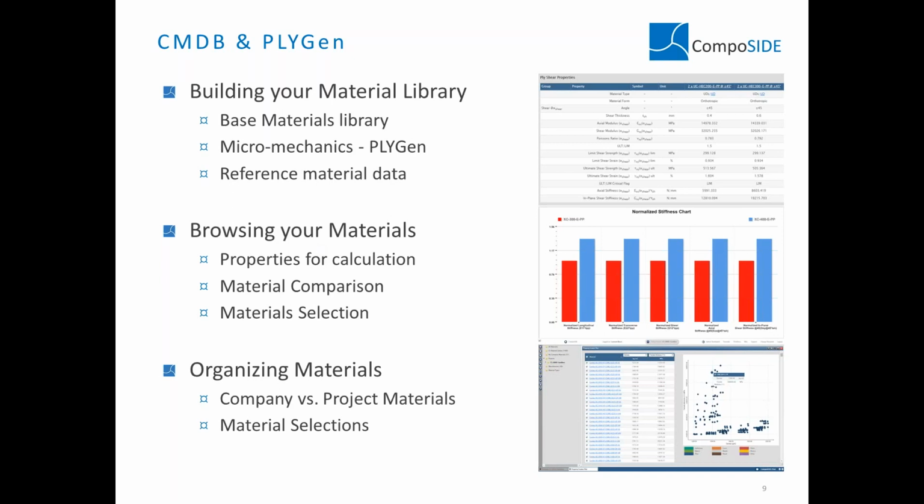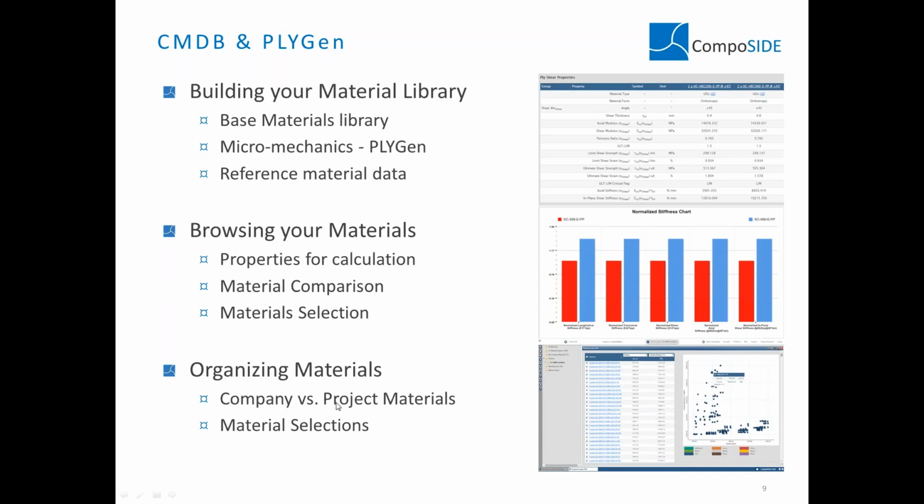Those can be in the order of tens to thousands. And you're able to see, for example, the properties for calculation for a given material. You can compare materials through normalization charts or simply tabular data, or you can select materials with the help of scatter plots, for example, and refine your selection in order to identify the ones that are the best fit for your project.